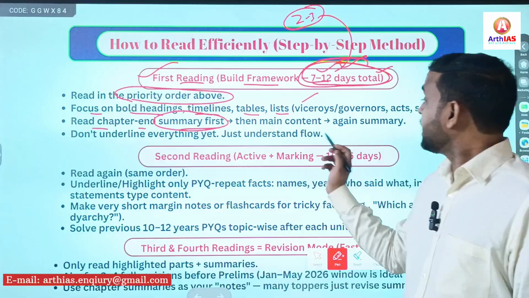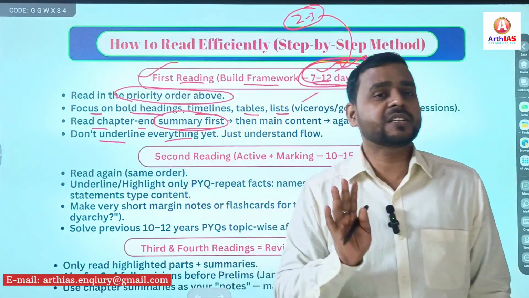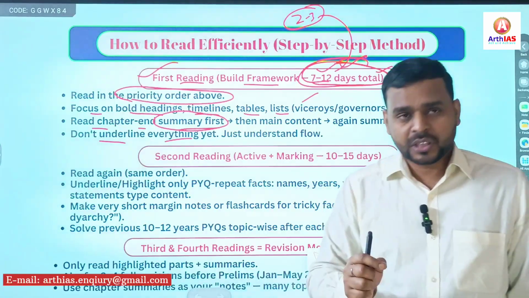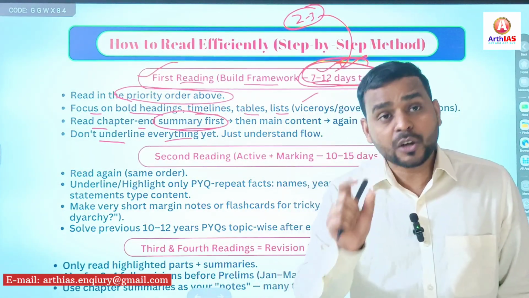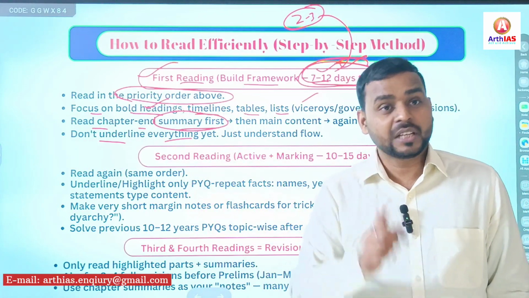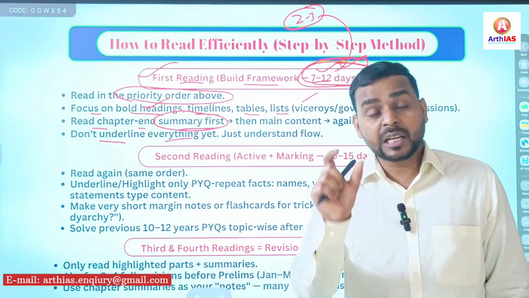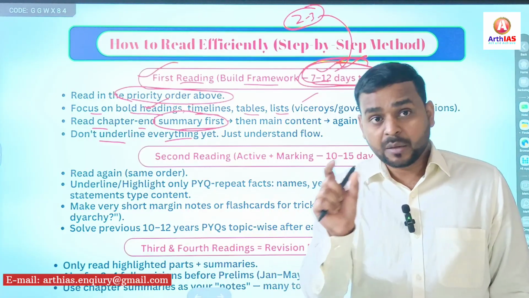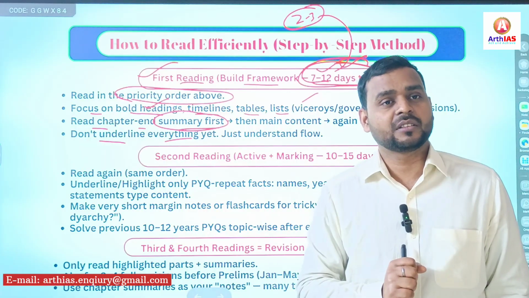Again, don't underline everything. Yes, this is the worst strategy. Mostly aspirants, if they don't know, underline the whole chapter. You have to highlight or underline only the core areas that I have mentioned: timelines, names of persons, names of organizations, names of the founders of organizations, important journals, important events, important dates, right?